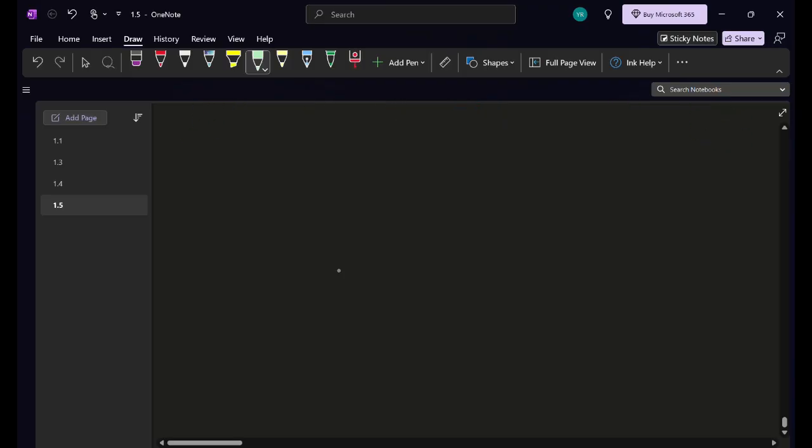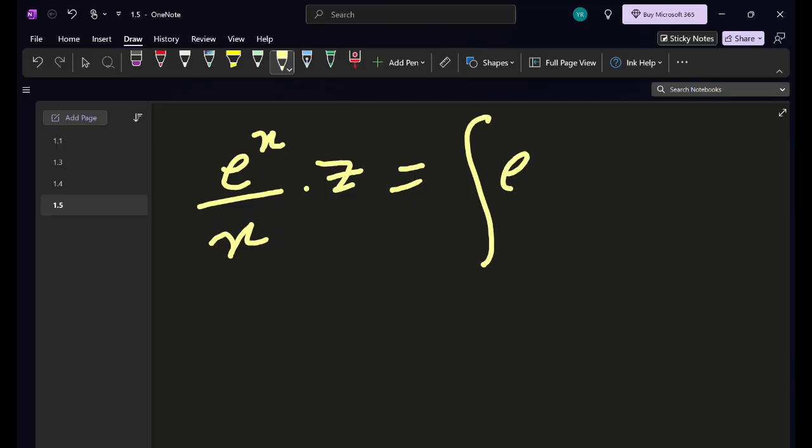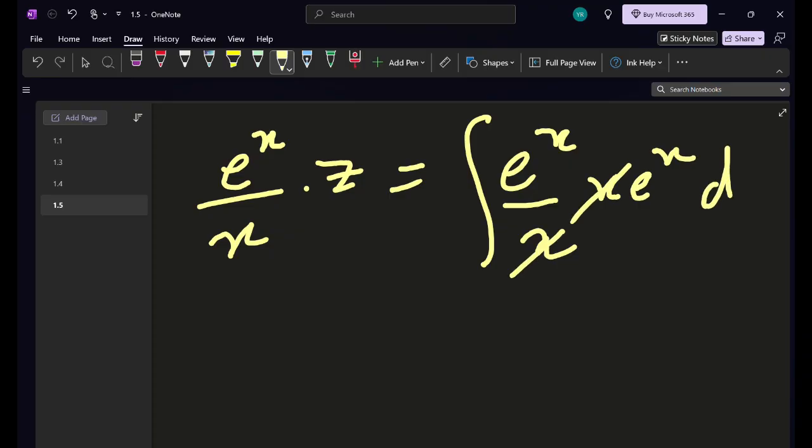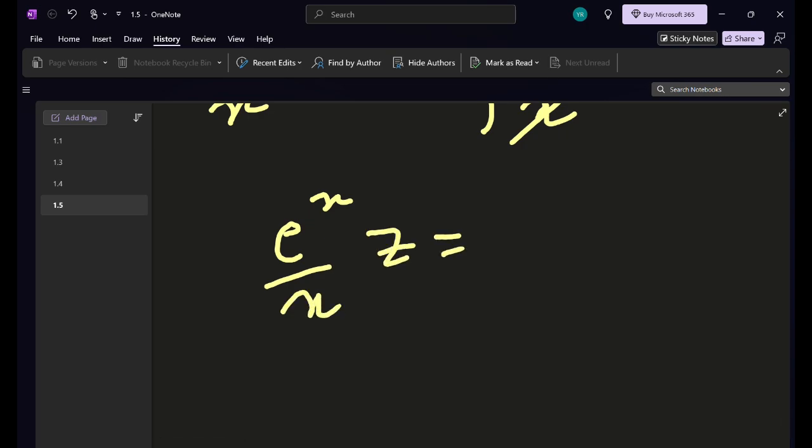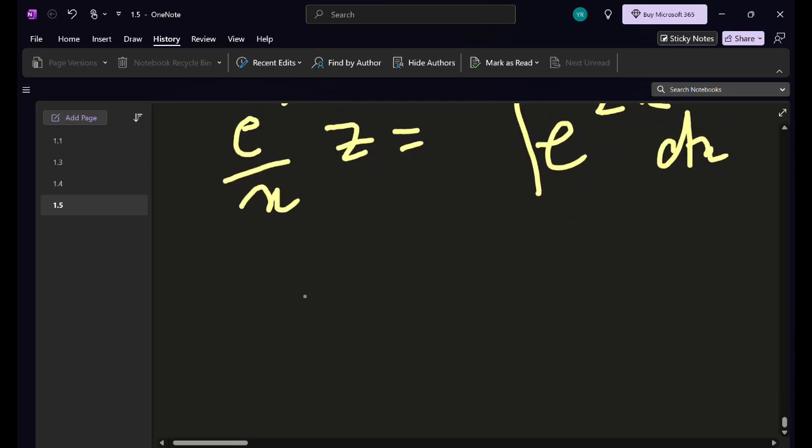So now we are going to multiply it to the terms. From there we will get e^x/x times z is equal to the integral of e^x/x times x e^x dx. So this turns out to be e^x/x z equal to the integral of e^(2x) dx.